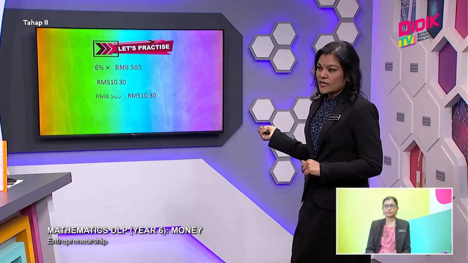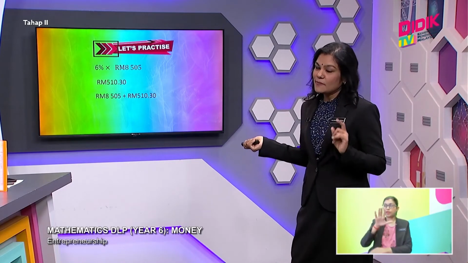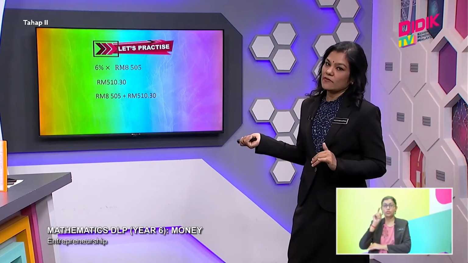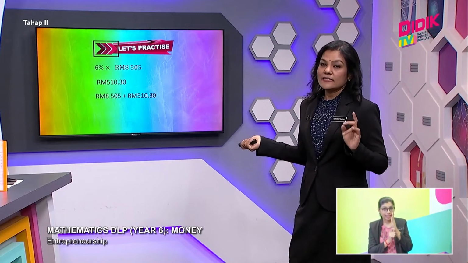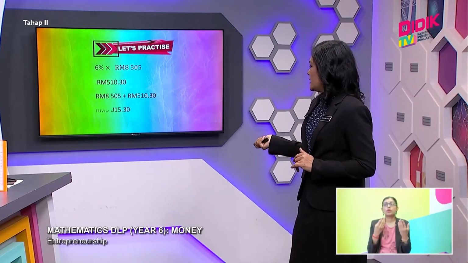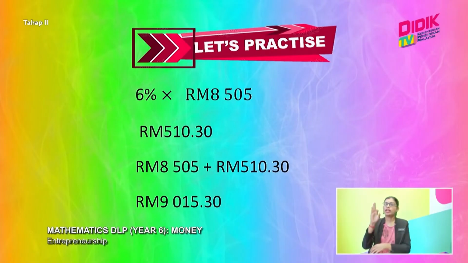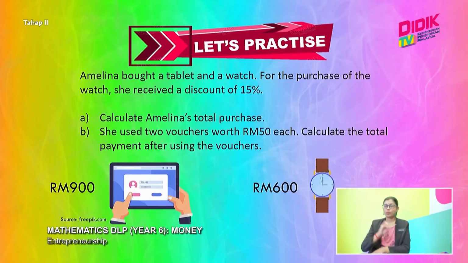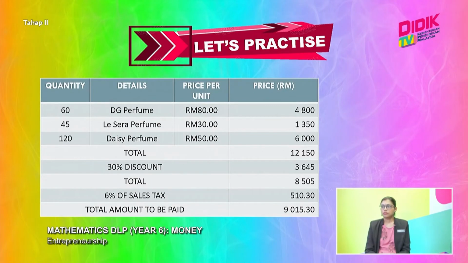That 510.30, remember we have to add on to our total, because it is a tax charged to us. So once you add, you will get 9,015 ringgit and 30 cent. After the sales tax, the total amount to be paid is 9,015 ringgit and 30 cent. Initially it was 12,000 plus, we deduct the 30% and then we add the 6%. Hope you got it.